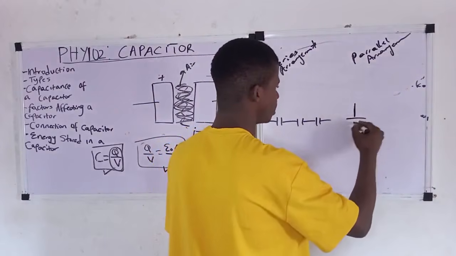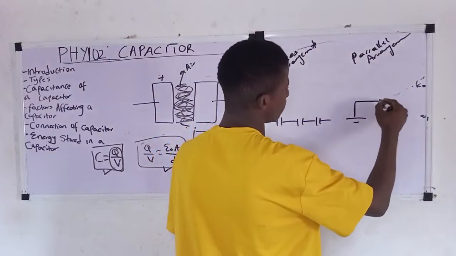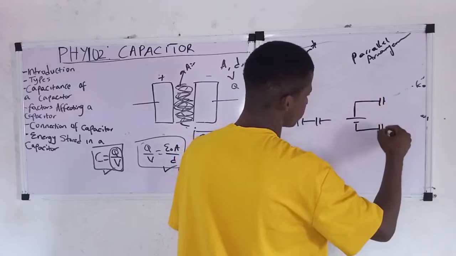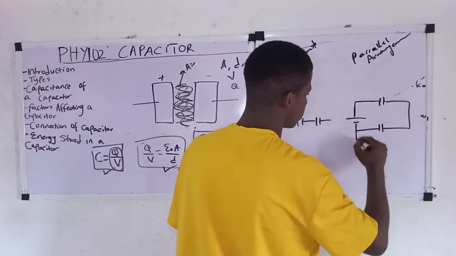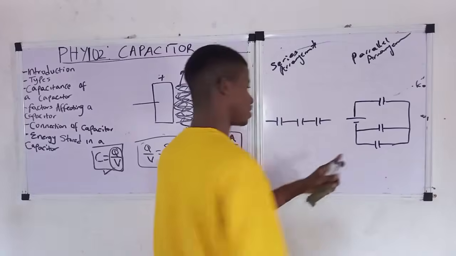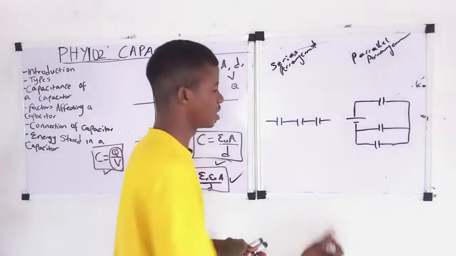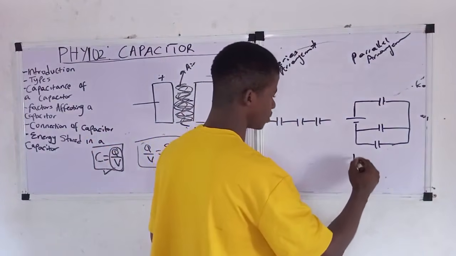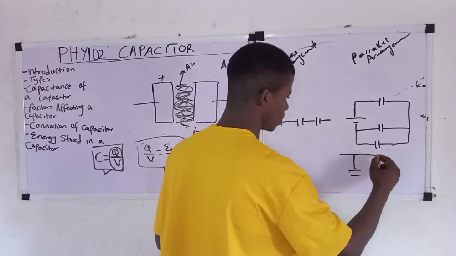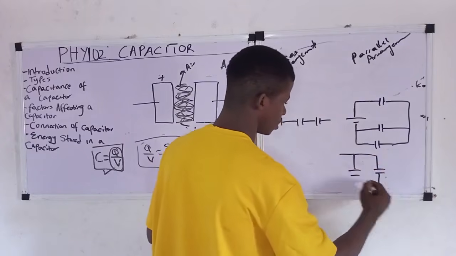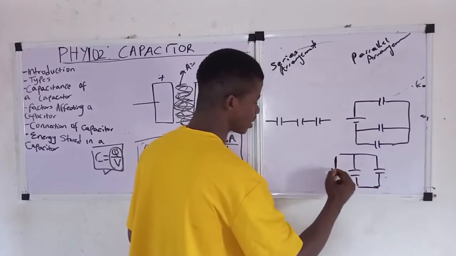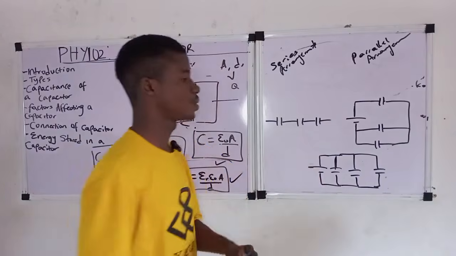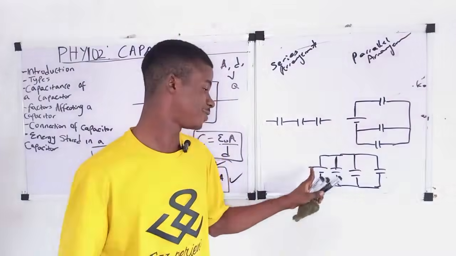Let's say this is the voltage. You have something like this. You can also have something like this. I will tell you how you will know them. You have something like this as well. This one is voltage.